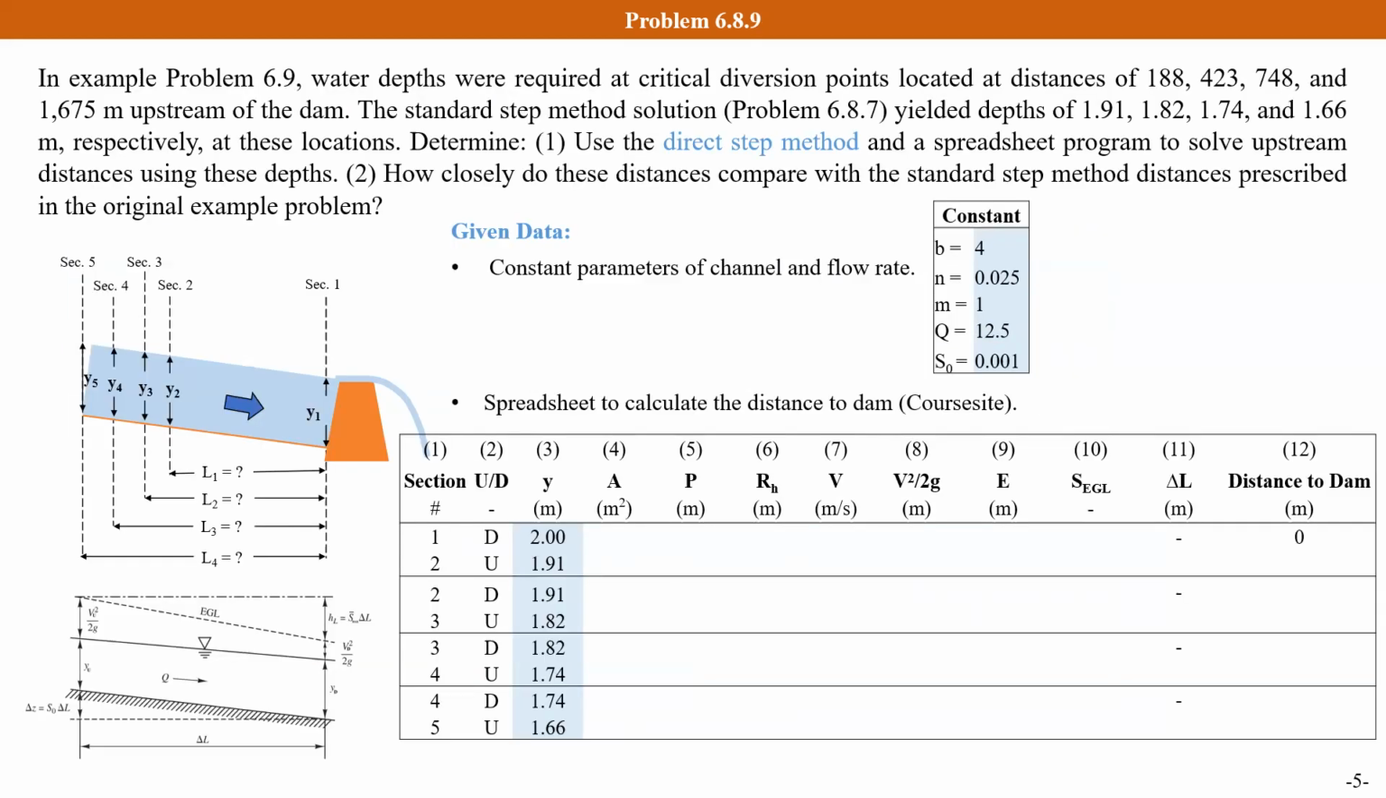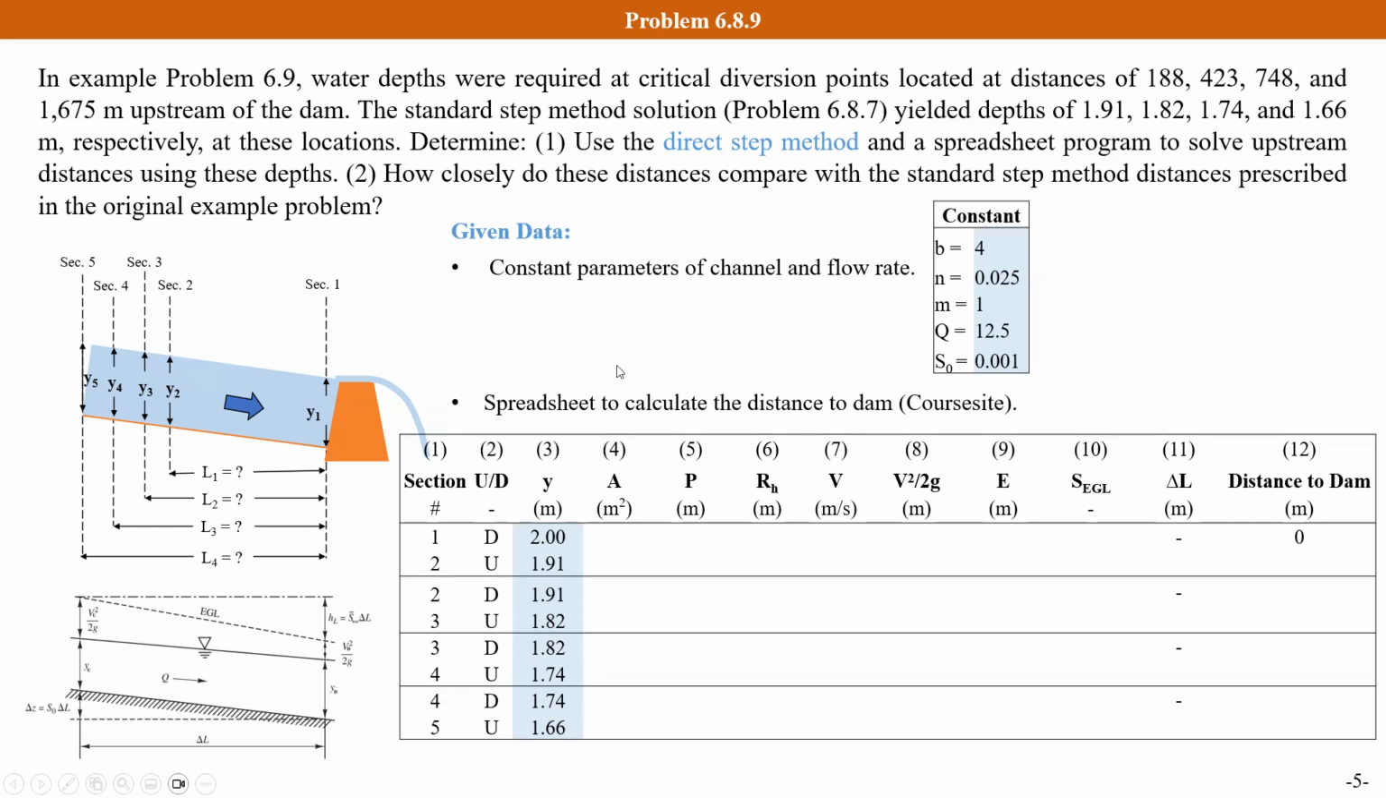Now let's move on to the second problem. In this problem, the water depths at different sections are all given. We need to use the direct step method to calculate the upstream distance, which is the value of L1 to L4. And then we need to answer how closely this distance compares with the prescribed distance in problem 1.